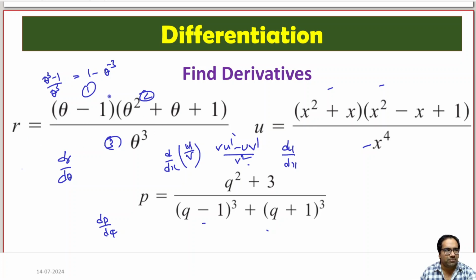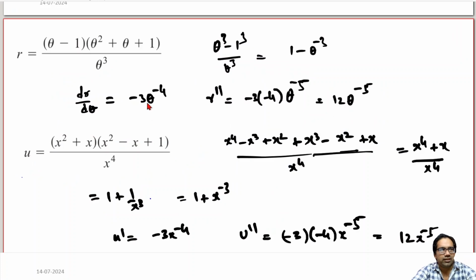So dr by d theta will become minus of minus 3 times theta power minus 4. We know the differential of x power n is n x power n minus 1, and n can be any real number. That's what we are using. So this becomes minus into minus, which should be equal to plus 3 theta power minus 4.